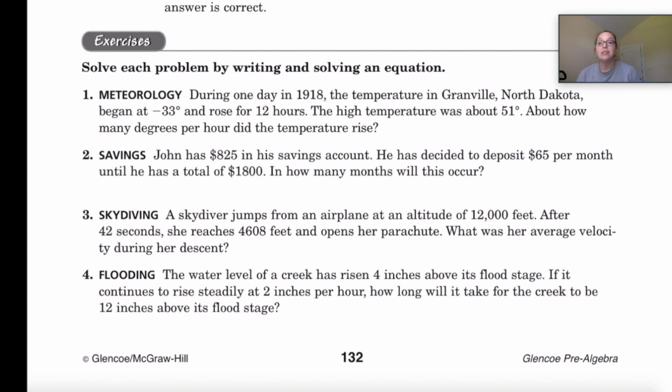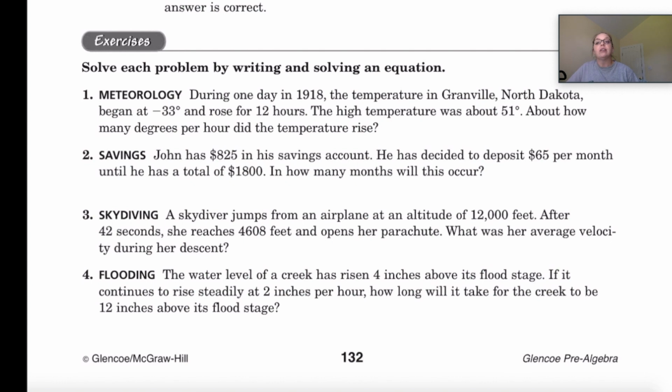So number one says, during one day in 1918, the temperature in Granville, North Dakota began at negative 33 degrees and rose for 12 hours. The high temperature was about 51 degrees. About how many degrees per hour did the temperature rise? So that 1918 is a year, and we don't need to use that to solve this.